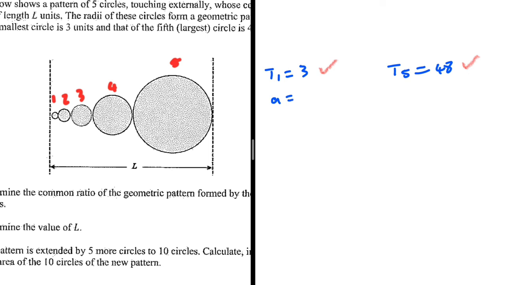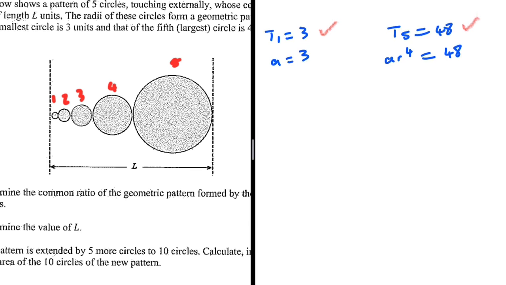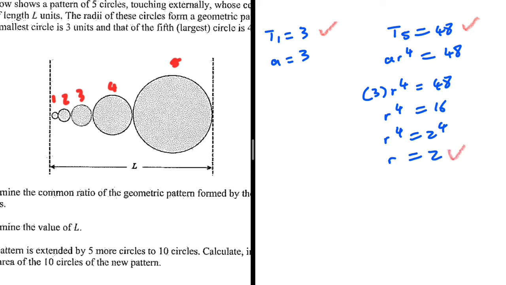We know that a is equal to T1, so a will be equal to 3. And then T5 is ar to the power 4, and this is equal to 48. We don't need to panic. We can just substitute a into T5. We're going to have 3 multiplied by r to the power 4 being equal to 48. So 48 divided by 3, r to the power 4 is equal to 16. So we need a number that multiplies itself 4 times and gives us 16. That is 2. So r to the 4 is equal to 2 to the 4, so r is equal to 2. There we go, that is our common ratio.